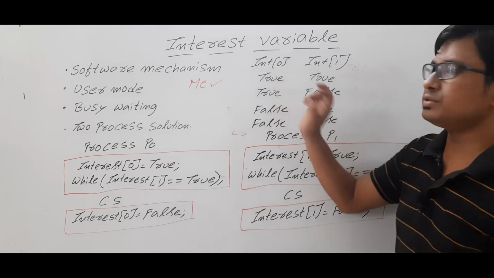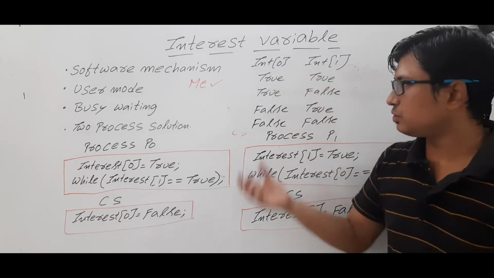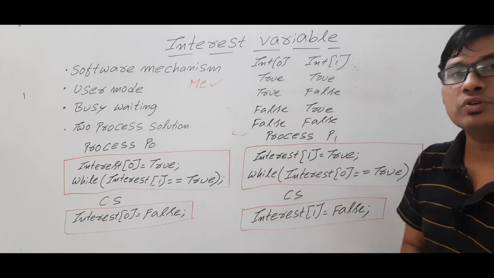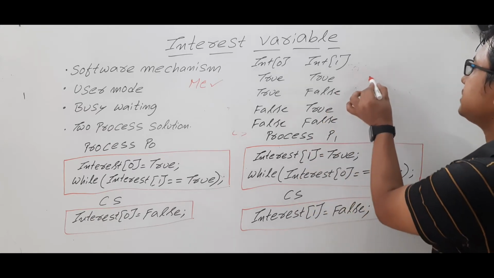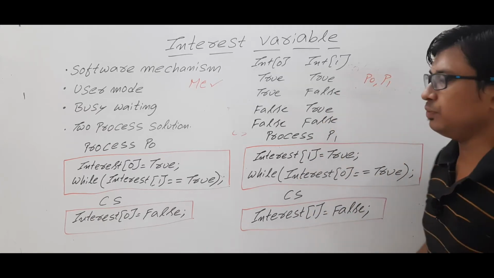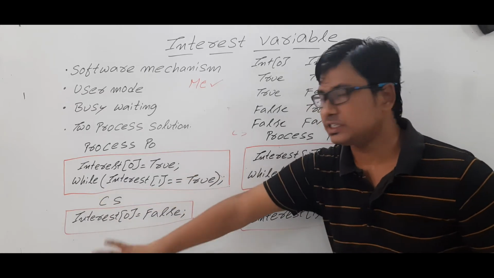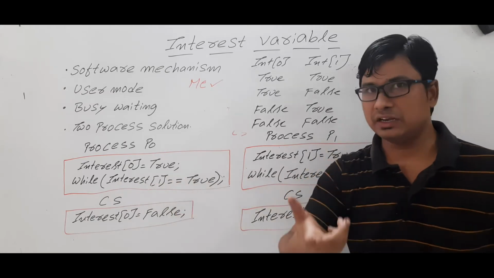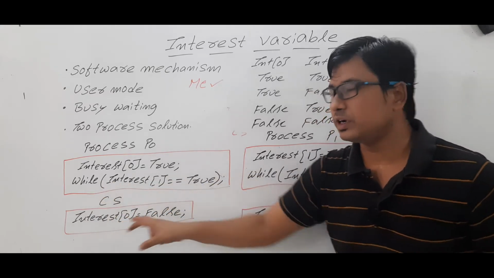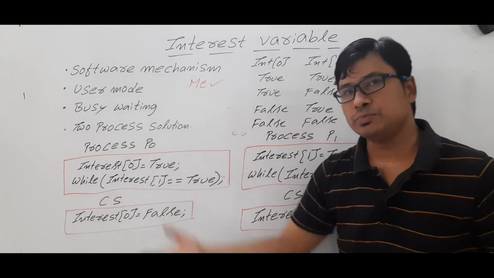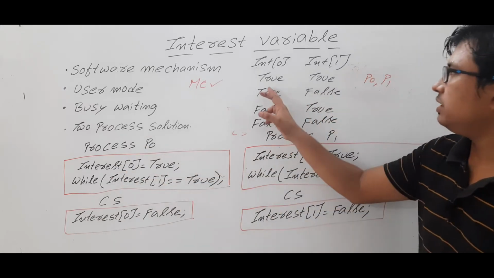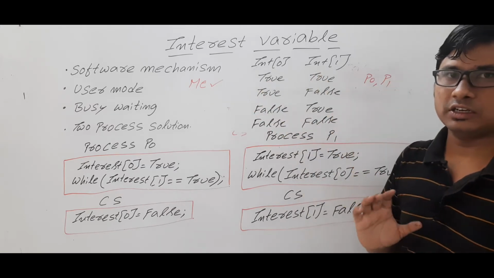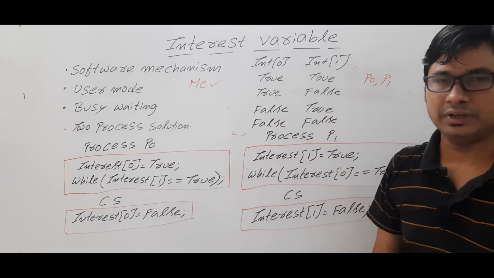Now interest of 0 is equal to true and interest of 1 is equal to true, meaning that both the processes want to enter into the critical section. Then which process will enter into the critical section? It depends. It can be either process P0 or process P1. Whichever has completed this step first will go to the critical section. Look here. Interest of 0 is equal to true because initially both the values are false. After executing this one, if interest of 1 is true, then process P0 will successfully enter into the critical section. So if both the processes have set true, it depends which one will enter into the critical section. It can be either process P0 or process P1. Is it clear?